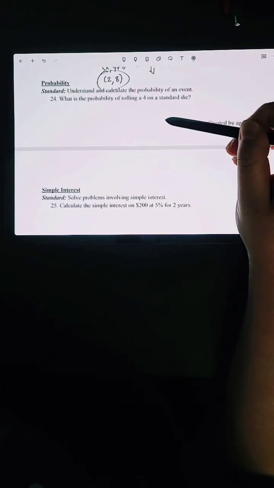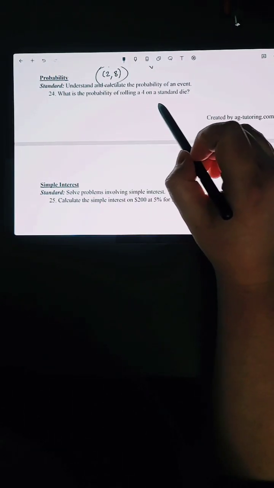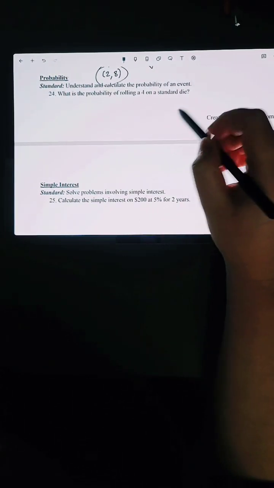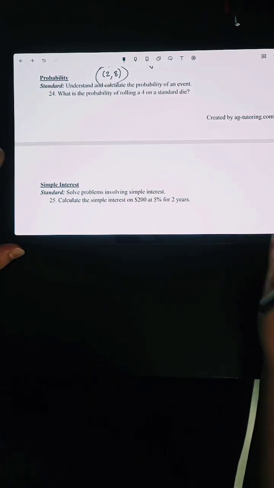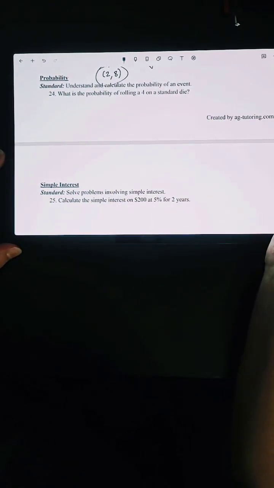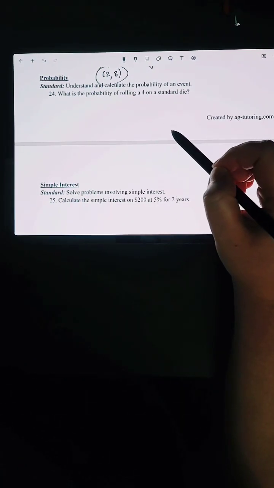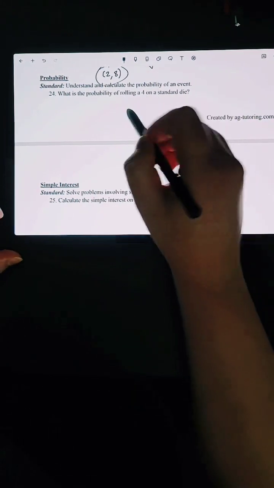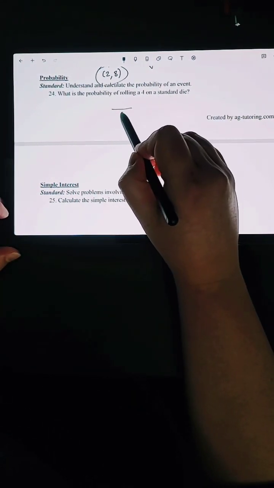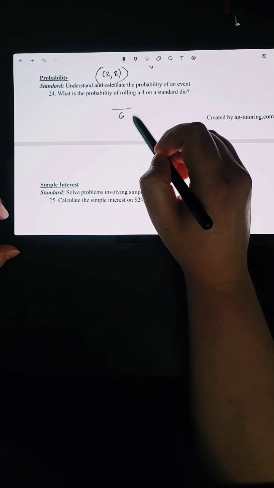Okay, so then let's go to this next one. What is the probability of rolling a 4 on a standard die? So like dice, what you roll in Monopoly and stuff, like on a board game. Those have 6 sides on them. So each side is like, you can either roll a 1, a 2, a 3, a 4, a 5, or a 6. So there are 6 total outcomes that we have.